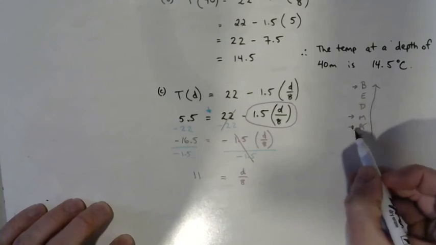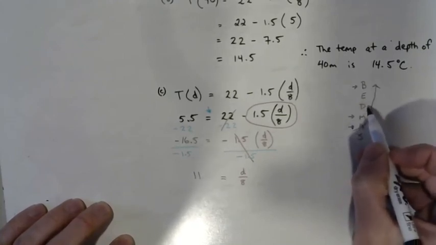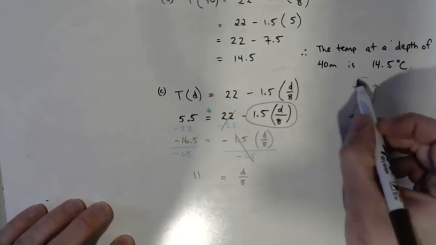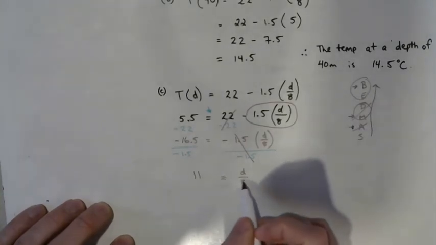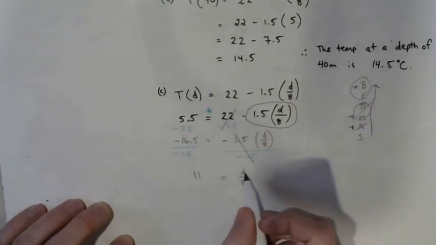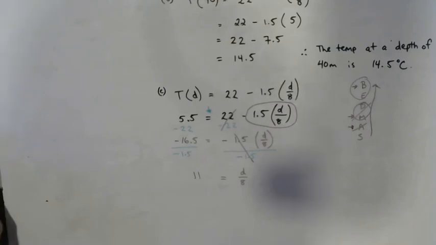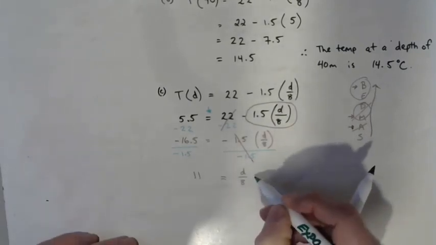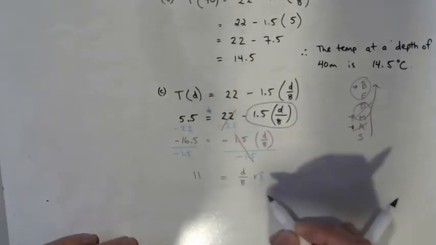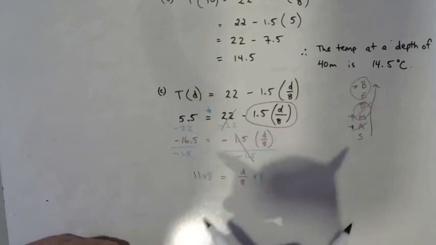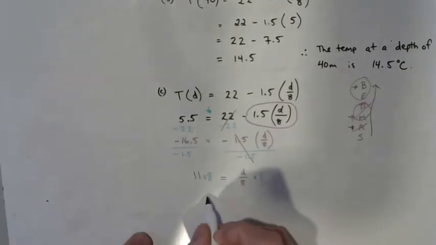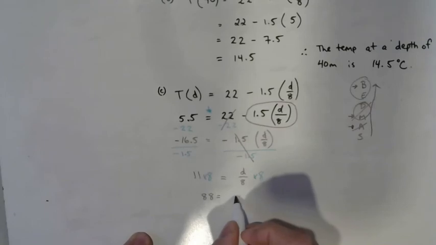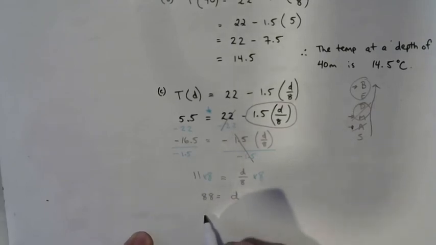I've done my addition opportunity and my multiplication division opportunity, and now I'm looking at what's inside the brackets, which is actually just division again. We have d being divided by 8. How do we get rid of that? Well, multiply by 8. If I do it to the right, I do it to the left. We end up with 88 equals d, or d equals 88.